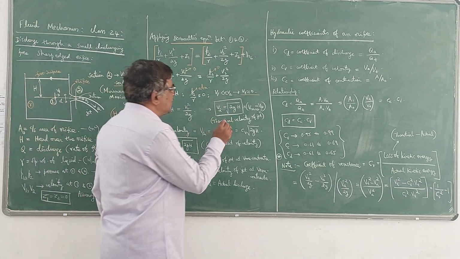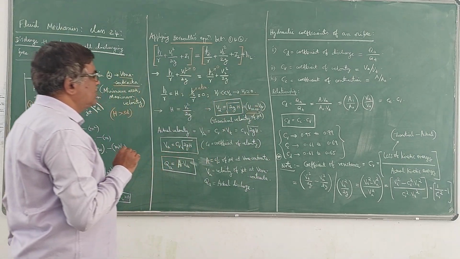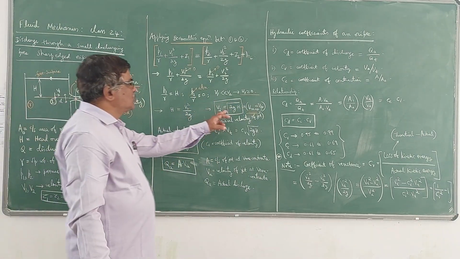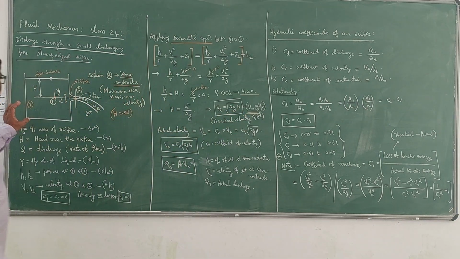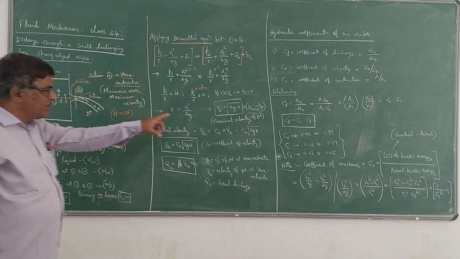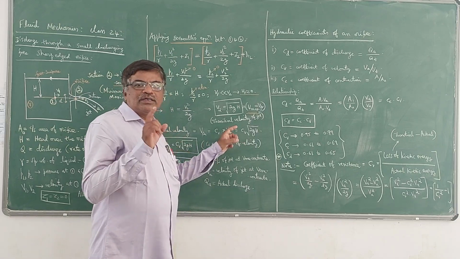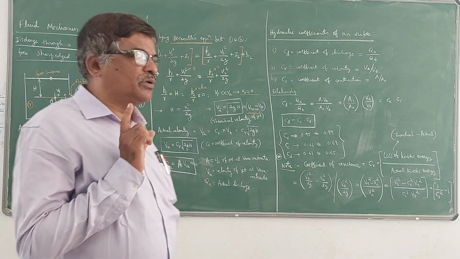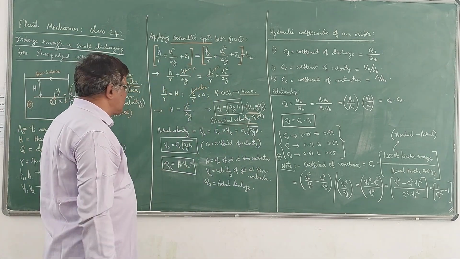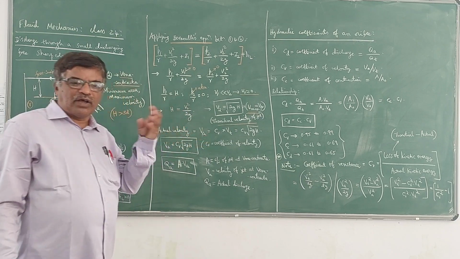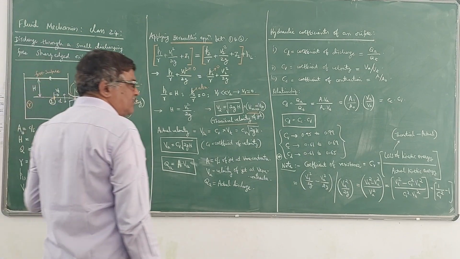Please note that this V2 is nothing but your Vmax, the maximum velocity, which you get as root 2gH. So just by knowing the value of H, that is the head over the orifice, you can compute the theoretical velocity. This is theoretical velocity because we have not considered losses. When HL is equal to 0, you are going to get the theoretical values. So this is the theoretical velocity of the jet. Now, actually, we have to measure the actual discharge. So actual discharge, why?